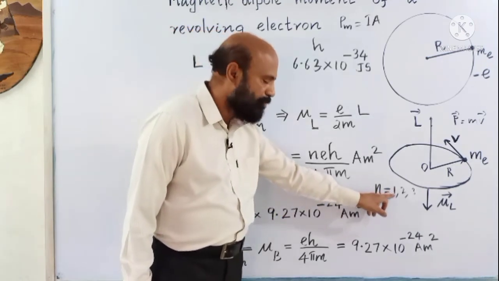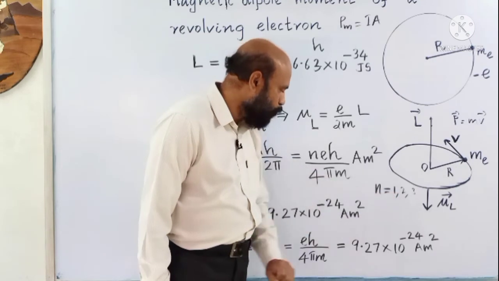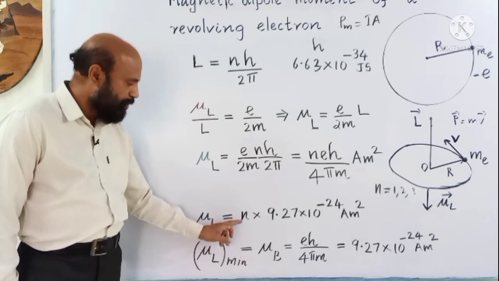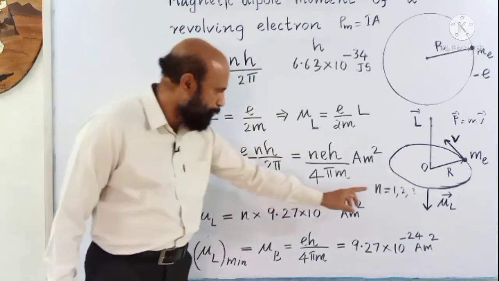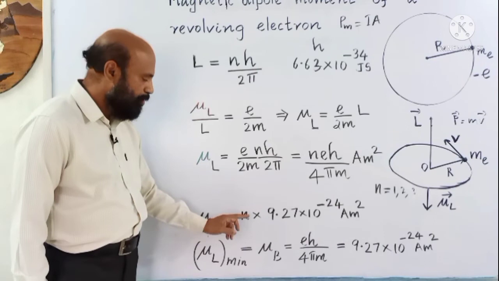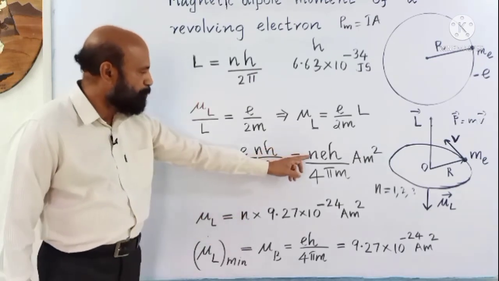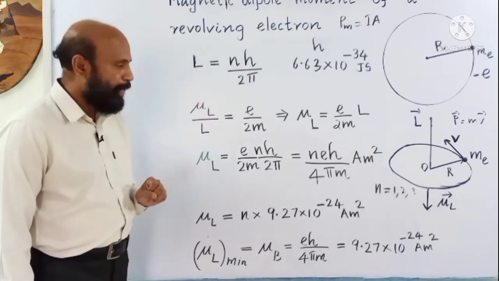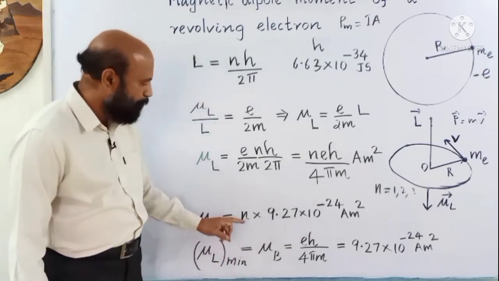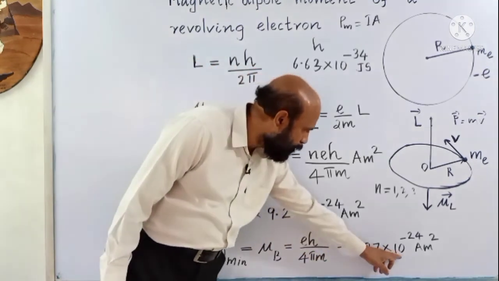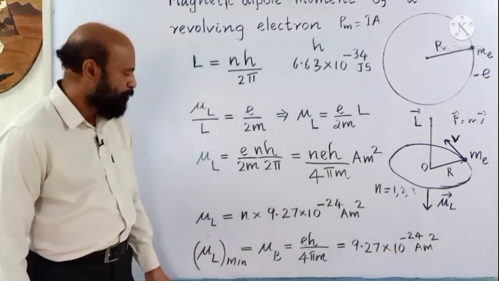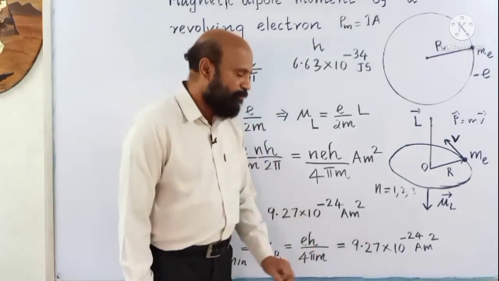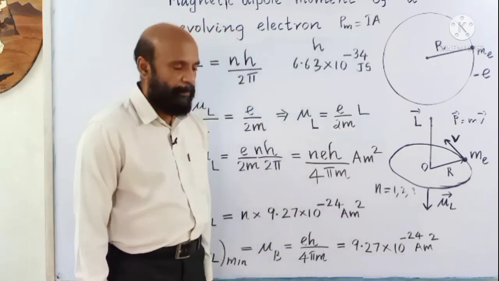First orbit, n is 1. Then this will have minimum value when electron is in the first orbit. So when you substitute n is equal to 1 in this expression, e h by 4 pi m, that is what is called Bohr magneton. Its value is 9.27 into 10 raised to minus 24. When you substitute n is equal to 1, you will get this value. This is what is known as Bohr magneton.